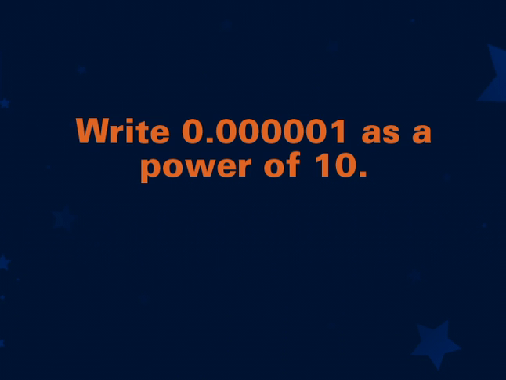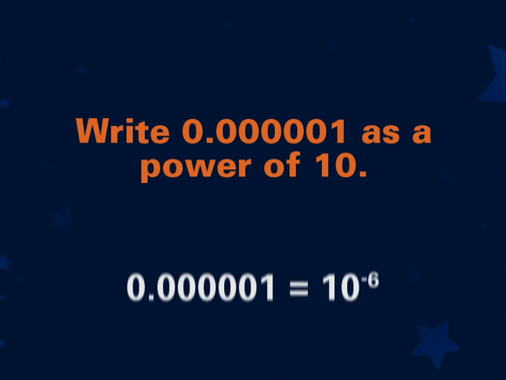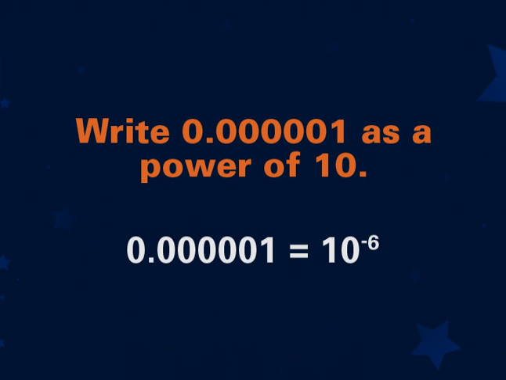Write 1/1,000,000th as a power of 10. There are 6 places after the decimal point. The opposite of 6 is -6. So, 1/1,000,000th is equal to 10 to the -6th power. Very good, Zio. Now we know how to convert a number to a power of 10.